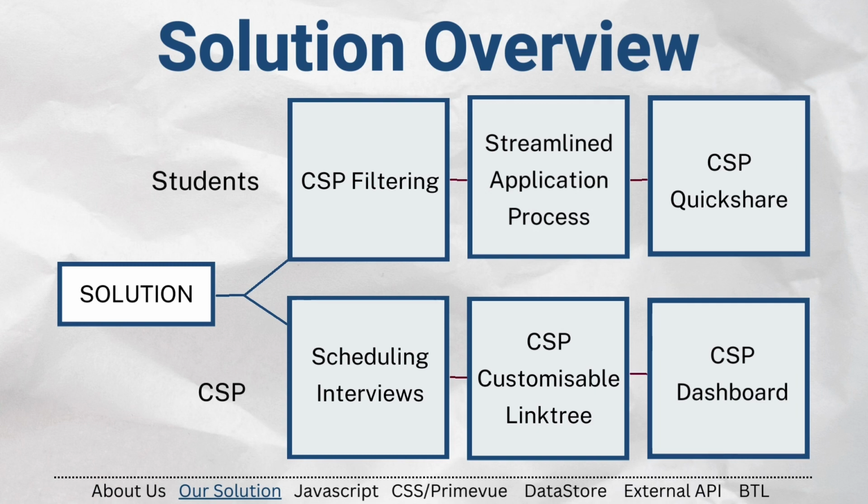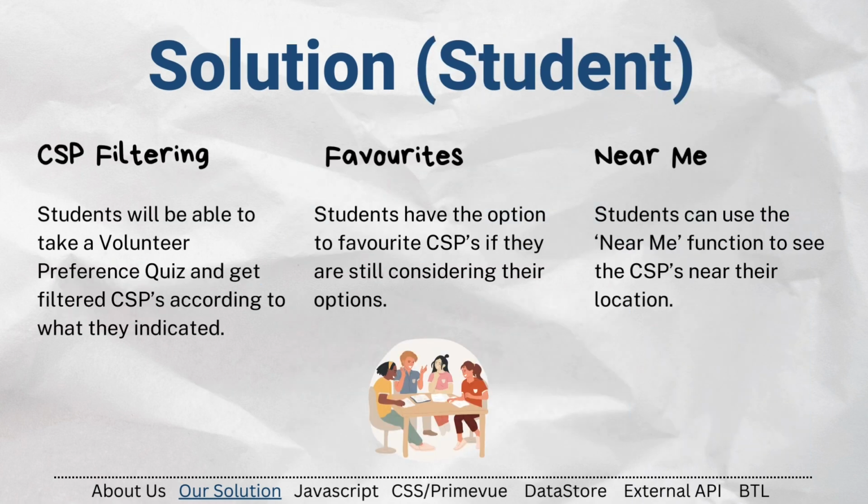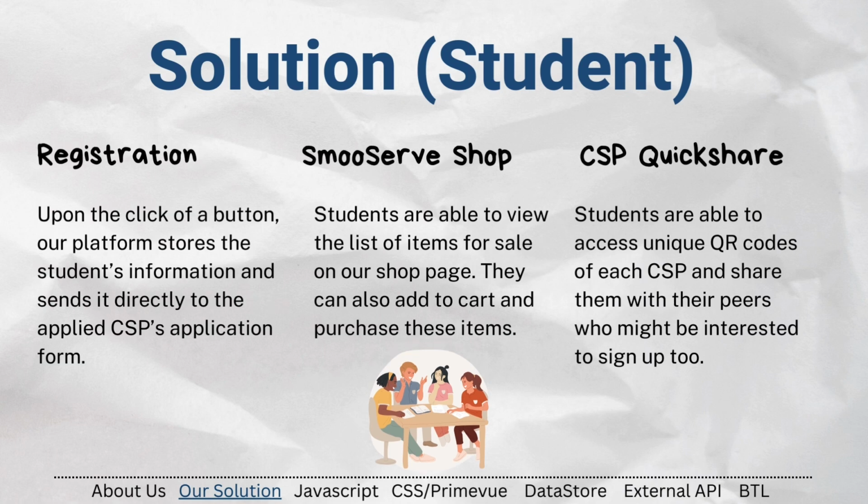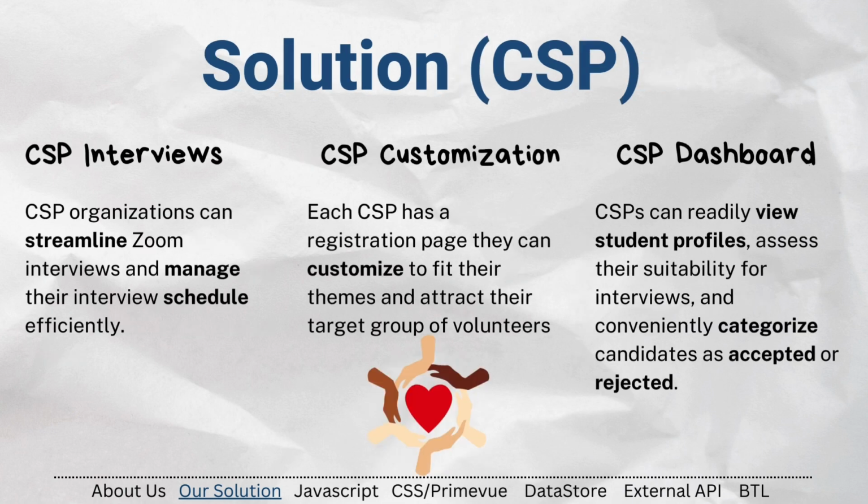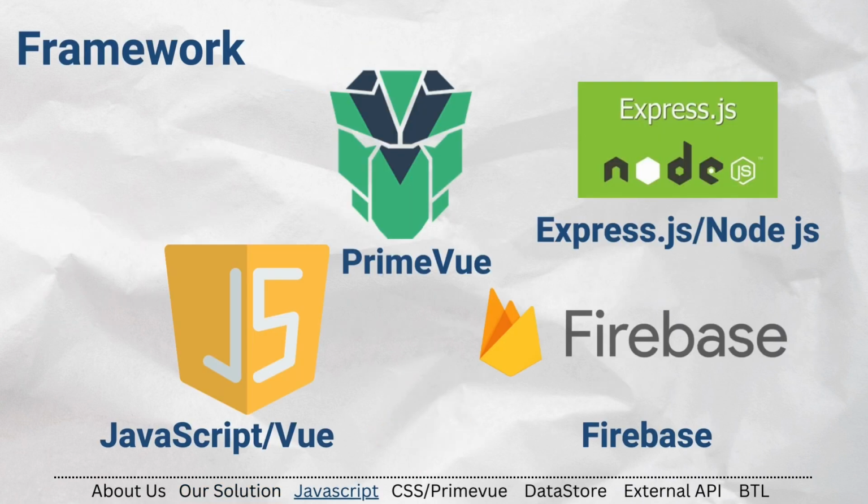Here's a quick look at our solutions, which cater to two types of users, namely students and CSP organizations. Student users will be able to filter CSPs based on their preferences, favorite the CSPs they are interested in, and locate CSPs near them. They can also register for CSPs, purchase items from CSPs for fundraising, and share CSPs with their peers. CSP users can coordinate Zoom interviews, customize their registration page, and view student profiles before categorizing them as accepted or rejected. Here is our framework.